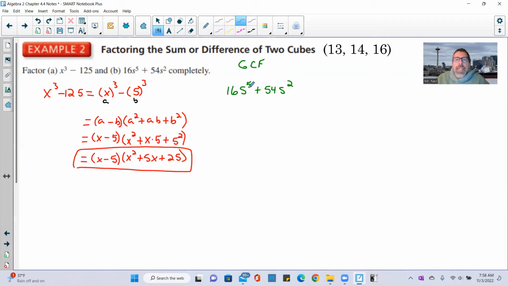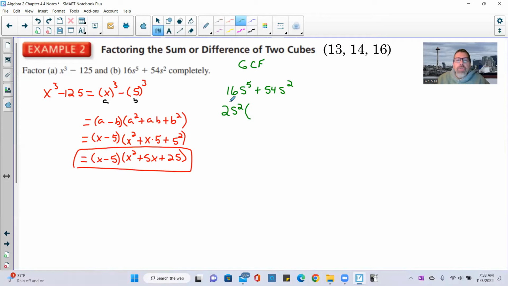2 will go into 16 8 times. 2 will go into 54 27 times. So 2 is my greatest common factor of my coefficients. I have s to the 5. I have s squared. You take the smaller of the two. So my greatest common factor of this is 2s squared.